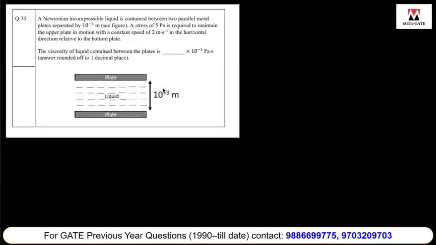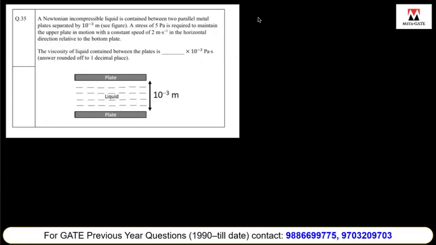A Newtonian incompressible fluid or liquid is contained between two parallel metal plates separated by a distance of 10 power minus 3. Now a stress of 5 pascals is required to maintain the upper plate in motion with a constant speed of 2 meters per second in the horizontal direction relative to the bottom plate. The viscosity of the liquid contained between the plates is dash into 10 power minus 3 Pascal seconds. This is plate 1 and plate 2, and this is the liquid between. The height of the liquid is 10 power minus 3.